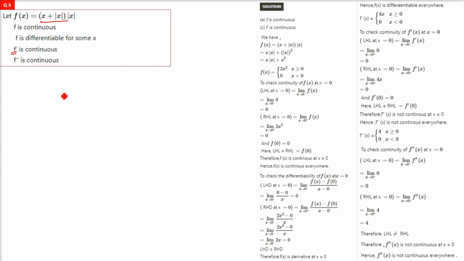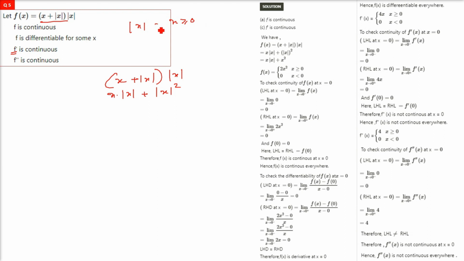How are we going to actually find out the final value of this function? When we have to deal with the modulus x, it becomes somewhat tricky. So we have x plus modulus x into modulus x. Multiply this modulus x inside, so you get x into modulus x plus modulus x into modulus x. It is going to be modulus x whole square. So we have this modulus x whole square will always be x square.